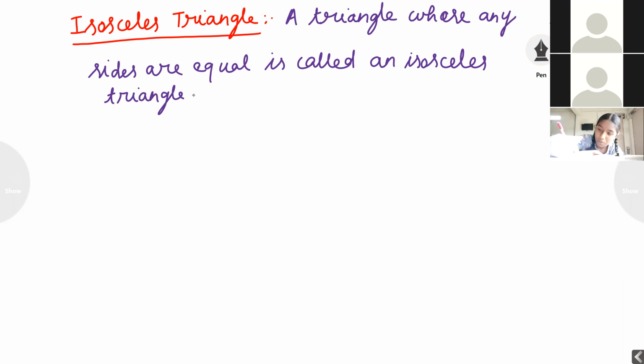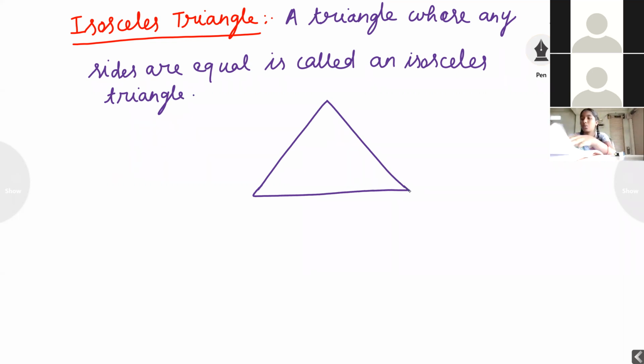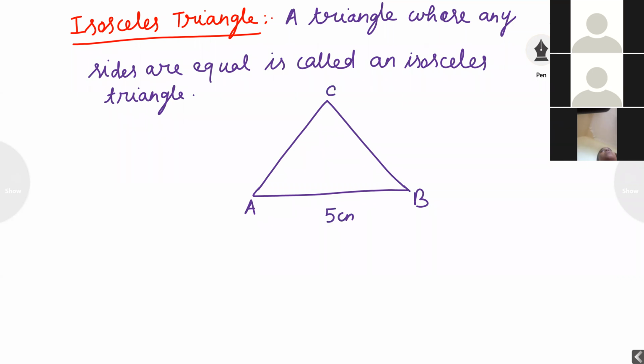Draw this figure. Triangle is ABC. This length is 5 centimeter. AC length is equal to BC, 4 centimeter, 4 centimeter. This is called isosceles triangle.